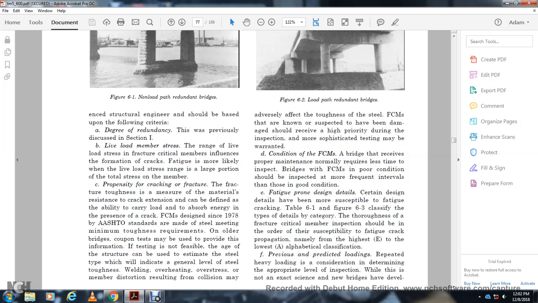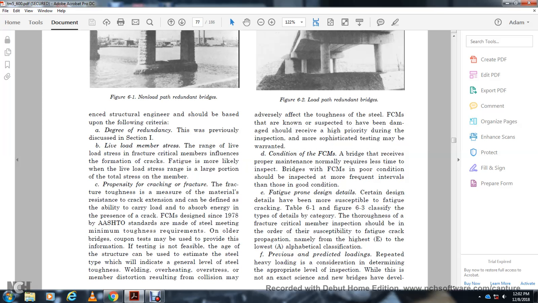Fatigue-prone design details. Certain design details have been more susceptible to fatigue cracking, as in Tables 6.1 and 6.3, with Category E at the top of the detail categories, and the thoroughness of the inspection depends on the actual critical member. The inspection should be done in order. Susceptibility to fatigue crack propagation is classified alphabetically, with the highest at E and the lowest at A.